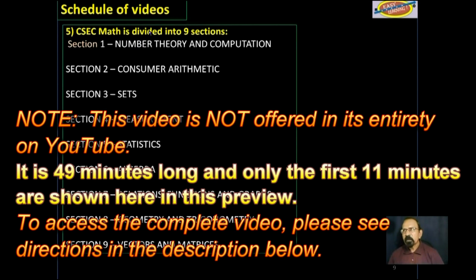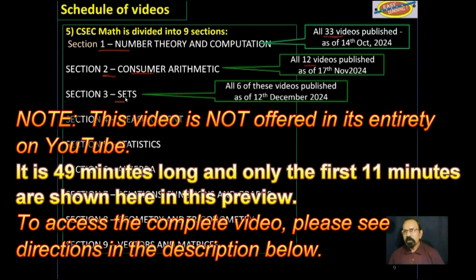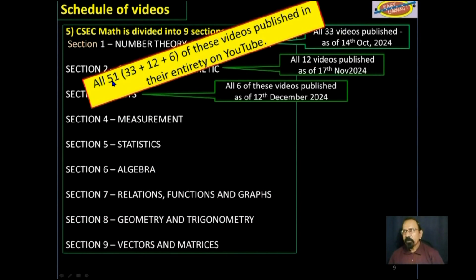Schedule of videos. By now you know this very well. All 33 videos from section 1 have been published on YouTube in their entirety. Section 2, consumer arithmetic, all 12 of those videos. Section 3, sets, all 6 of those videos. So 51 videos total thus far, published in their entirety on YouTube from sections 1, 2, and 3.